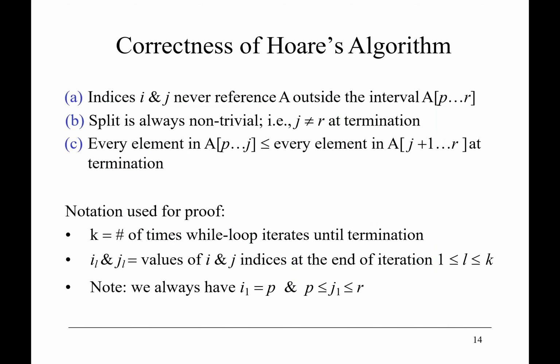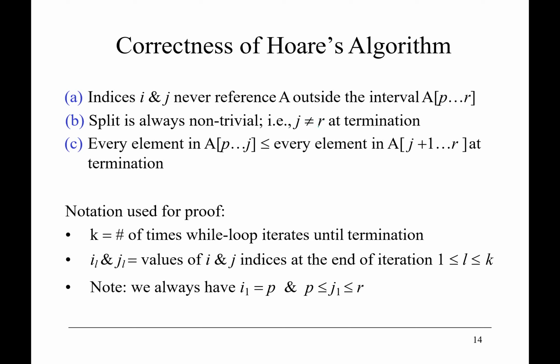Let's take a look at the correctness of Hoare's algorithm. Based on our discussion, it seems good, but we have to prove that. And there are different things we want to check. First, we make sure the indexes i and j never reference A outside the interval A[p..r]. Second, the split is always non-trivial, and at termination, j should not equal r.